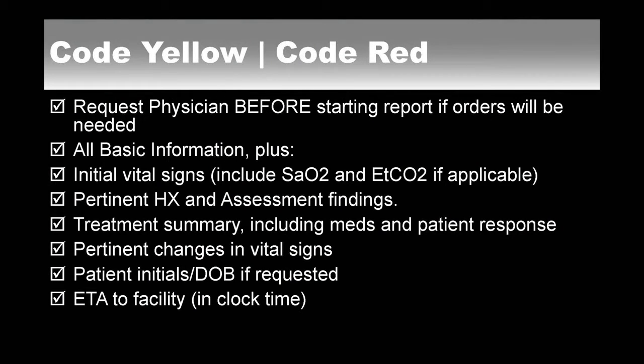First, request a physician if needed for orders before you give the remainder of the report to avoid repeating information. Once you're transmitting information, give initial vital signs and include oxygen saturation and end-tidal CO2 if applicable. Pertinent history, exam findings. What's the mechanism of injury for trauma or the nature of illness in a medical, and the patient's level of consciousness.